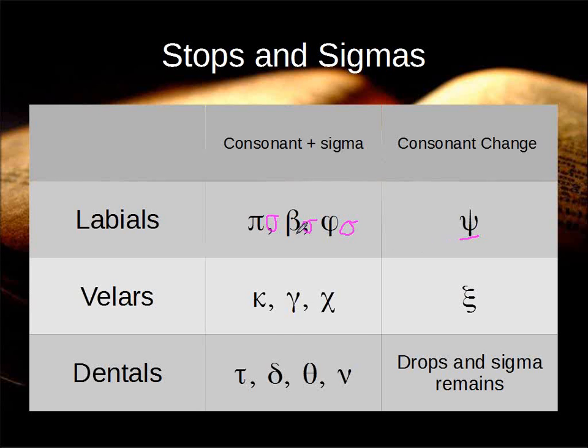So whenever you see a sigma with any of these three consonants, most likely a change is going to occur, and that change is the psi. The outcome is the psi. And that's the same thing with these velars. If you add a sigma next to these velars, again, they form a ksi. So you won't see the kappa sigma there anymore. It'll just become a ksi.